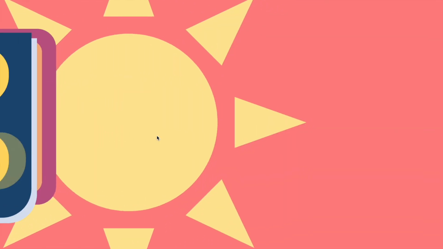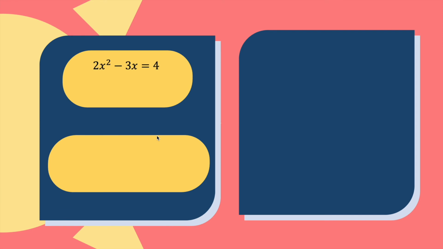Let us have another example. How about 2x squared minus 3x equals 4? This given quadratic equation is not in standard form, so we have to convert this first. By doing that, let us add -4 to both sides, or we can subtract +4 from both sides. Then, we will obtain 2x squared minus 3x minus 4 equals 0.